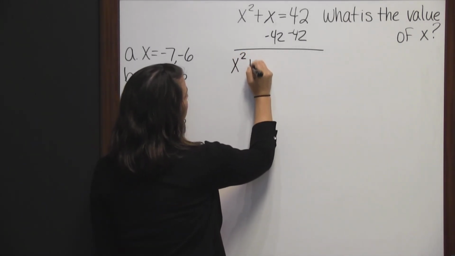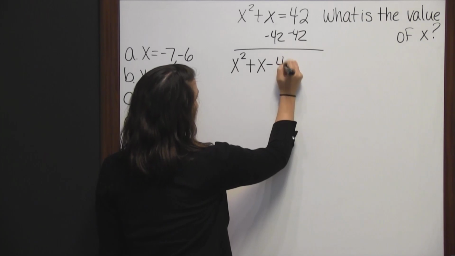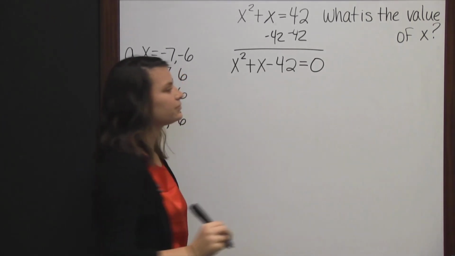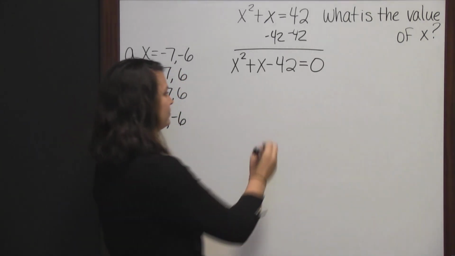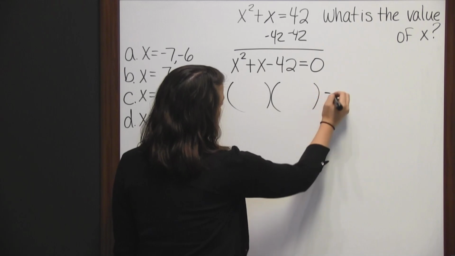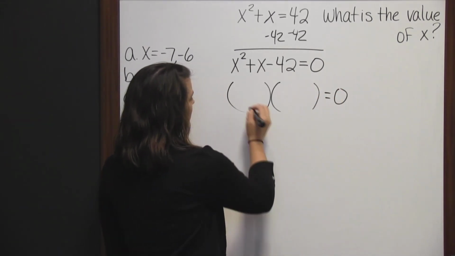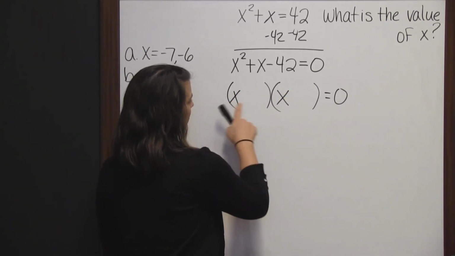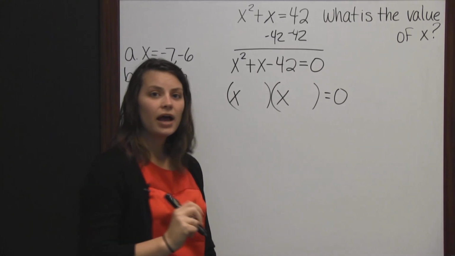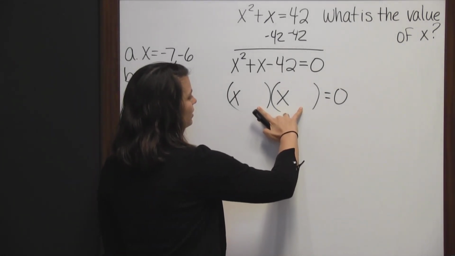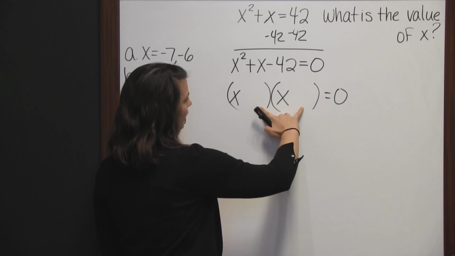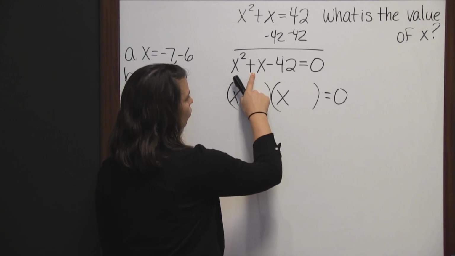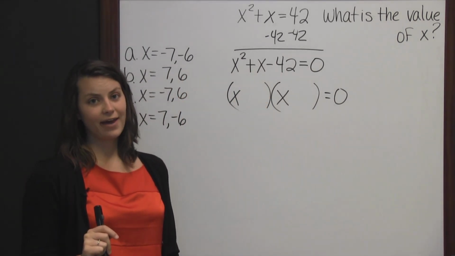So I have x squared plus x minus 42 equals 42 minus 42 is 0. Now I'm ready to factor this trinomial. So I start with my parentheses for my two binomials. And I know that the first term of each parentheses is going to be an x, because x times x is x squared. And then to find my second terms, I need to find two numbers that multiply to give me negative 42 and add to give me a positive 1, because 1 is the coefficient of x.